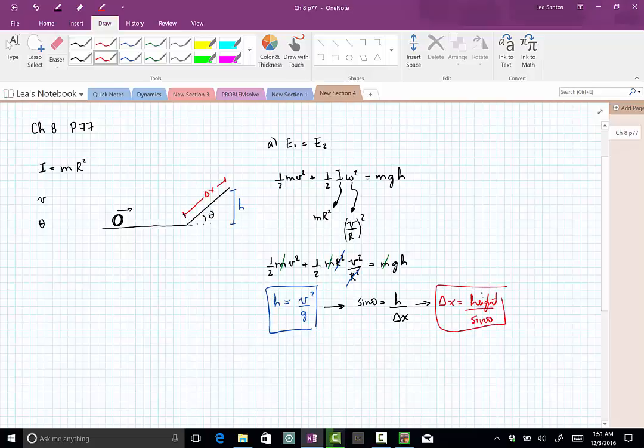And so don't get confused. This letter h here is for the height. Okay, we are done with part A. We go now for part B.